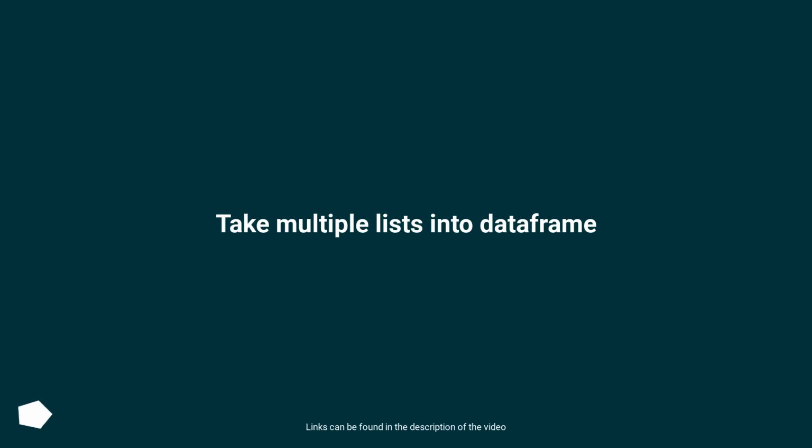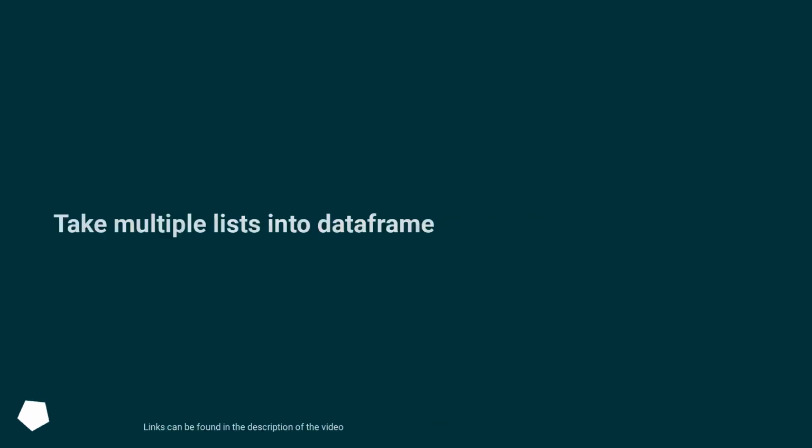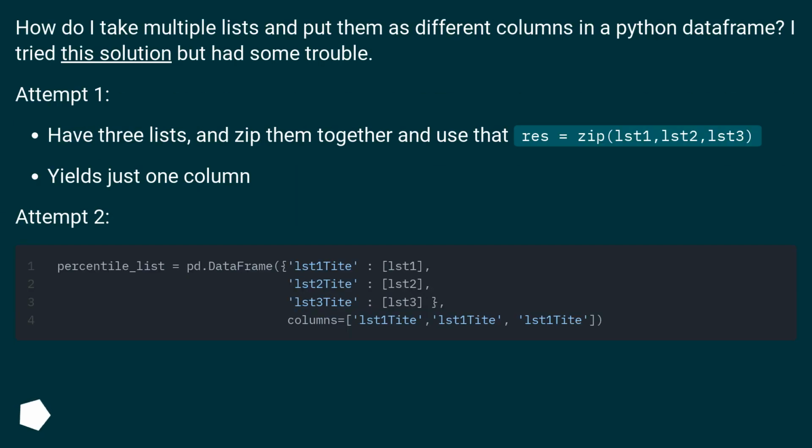Take multiple lists into dataframe. How do I take multiple lists and put them as different columns in a Python dataframe? I tried this solution but had some trouble.